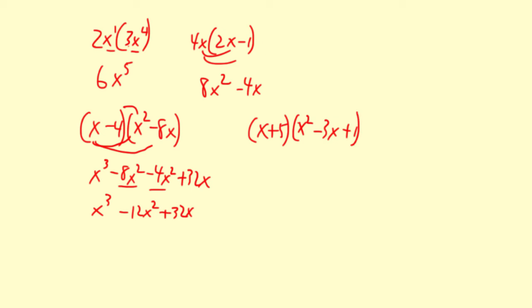Other situations you'll see: something like this. It's just the FOIL method again, only you're applying it to a trinomial, so it's just kind of like an extended FOIL. So you'd multiply all of these terms and then all of these.